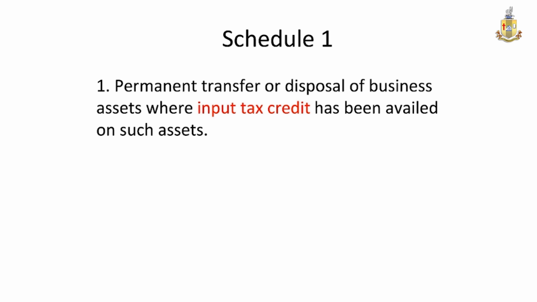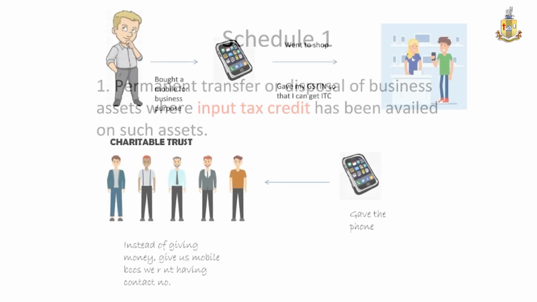So, Schedule 1: what are the points we have in Schedule 1? The first point they are telling us is the permanent transfer or disposal of business assets. When you have a business asset and you are permanently transferring it to another person, and you got input tax credit for that business asset, then this will be considered a supply according to GST, even though you didn't get any kind of consideration.